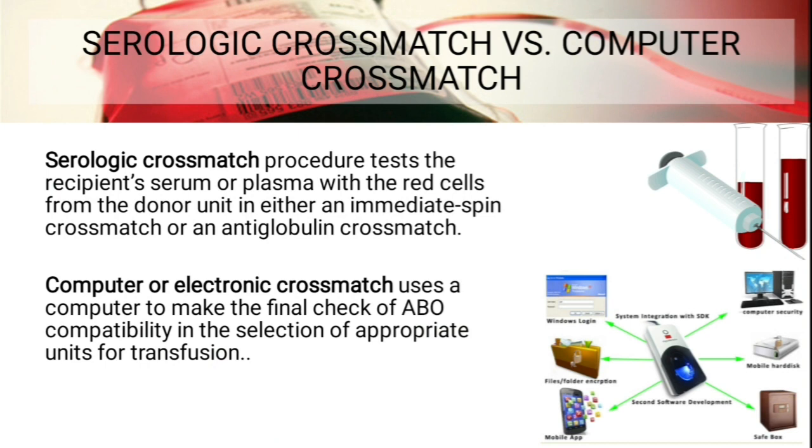The immediate spin cross-match may be used for recipients with no evidence of clinically significant antibody or antibodies in the current sample and in the historical record. In this procedure, the recipient serum or plasma and donor red cell suspensions are mixed and observed for agglutination. This procedure meets the AABB standards for detecting ABO incompatibility and can only be done using the tube method.